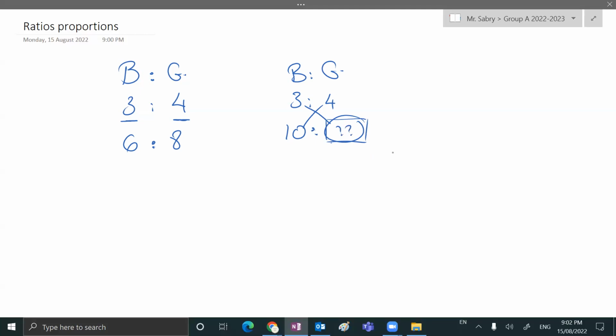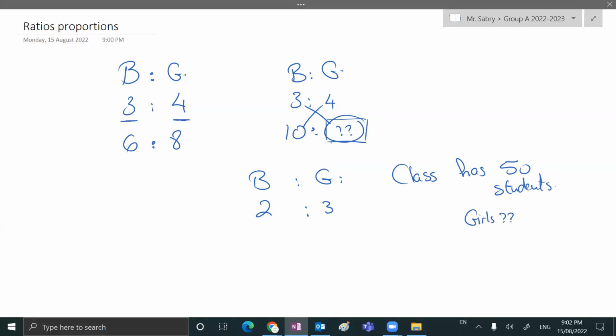So what tricks happen in the ratios? The tricks happen when we discuss, for example, the totals. So what if I told you that we have boys and girls as well, and the ratio of them is 2 to 3, but I told you that the whole class has 50 students. I want to know how many girls are there.